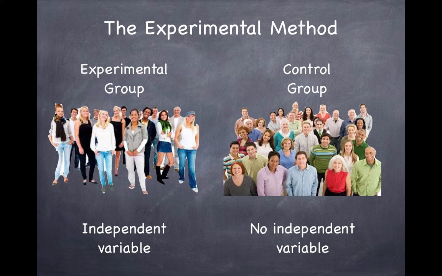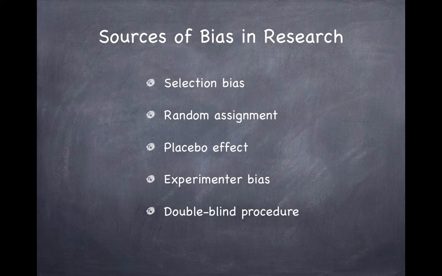So the experimental group is exposed to the independent variable, or the thing that you're changing, you're manipulating. The control group, which is a very similar group to the experimental group, is exposed to the same experimental environment, but they're not given the independent variable, and we use this for comparison to find out if my independent variable made a difference.